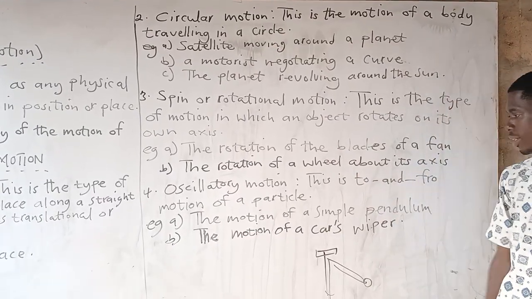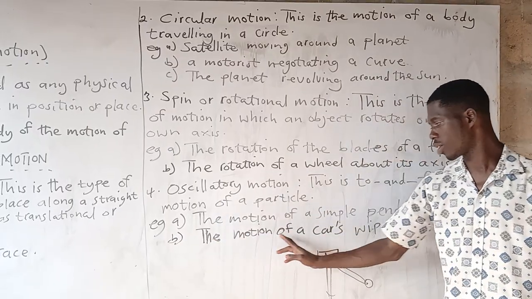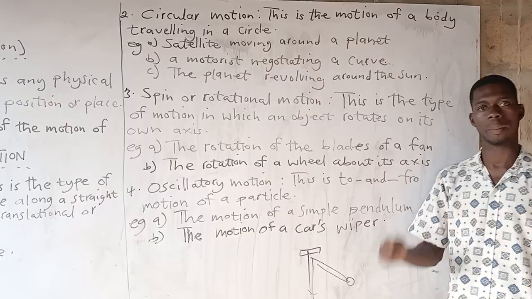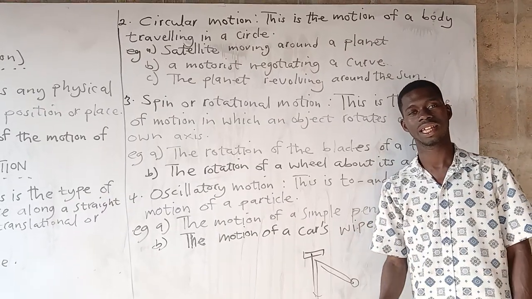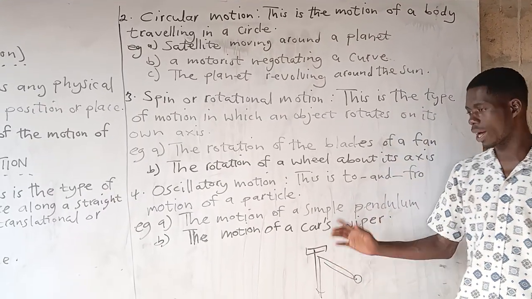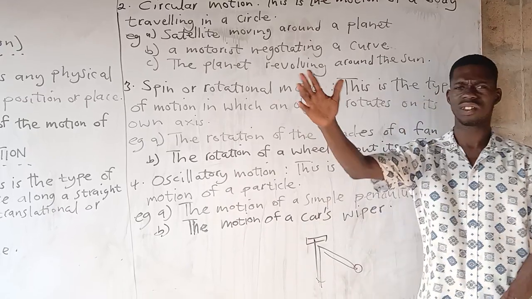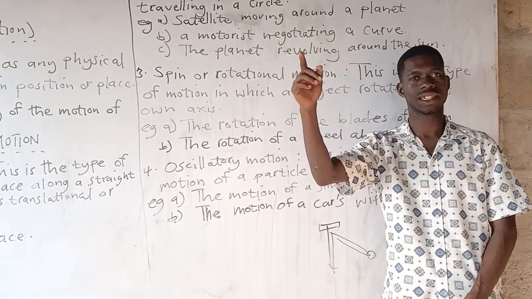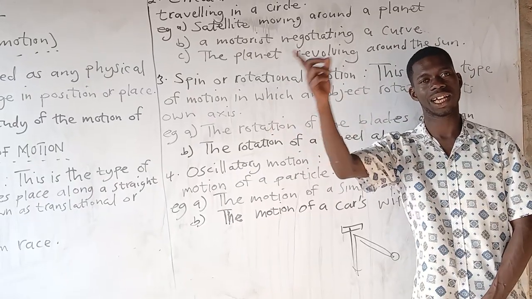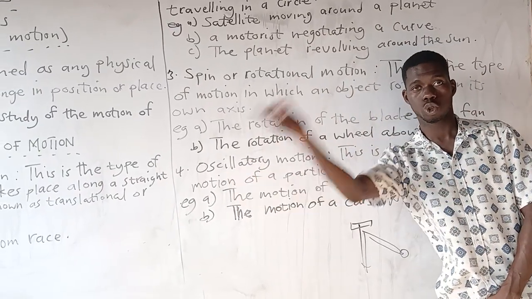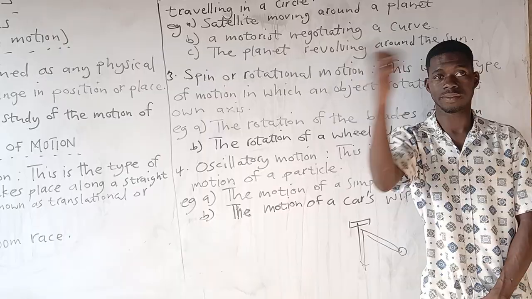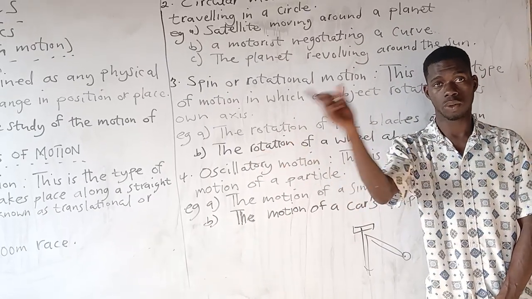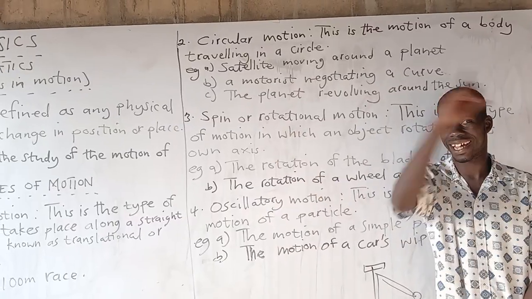Now the second example, the motion of a car's wiper, is also an example of oscillatory motion. What's a car's wiper? You can see that you have two plastic blades in front of the car. That's the car's wiper. When it is raining, it's moving to and fro to create a clear place for the driver to see the road.